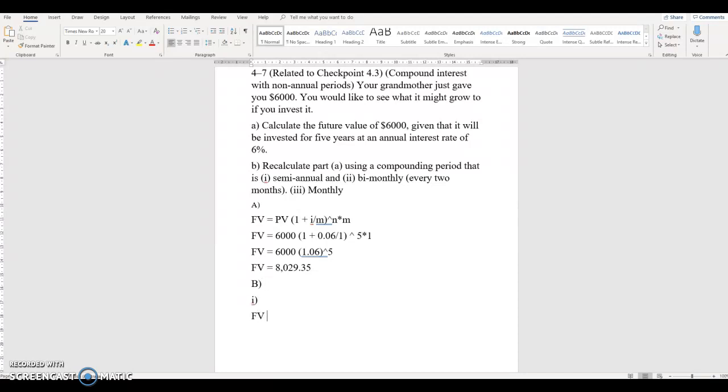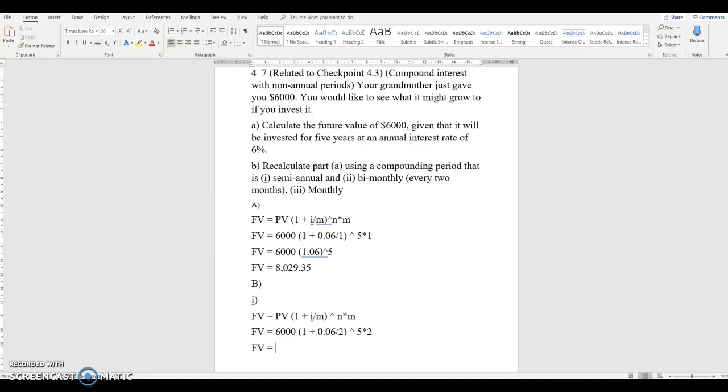Once again, we're going to use our formula, so future value equals present value outside 1 plus i divided by m, to the power of n times m. I use a little asterisk here, but it is a multiplication symbol. So future value equals, once again, $6,000 outside 1 plus the interest rate, 0.06, divided by 2, because semi-annually means it compounds twice a year, to the power of 5 times 2.